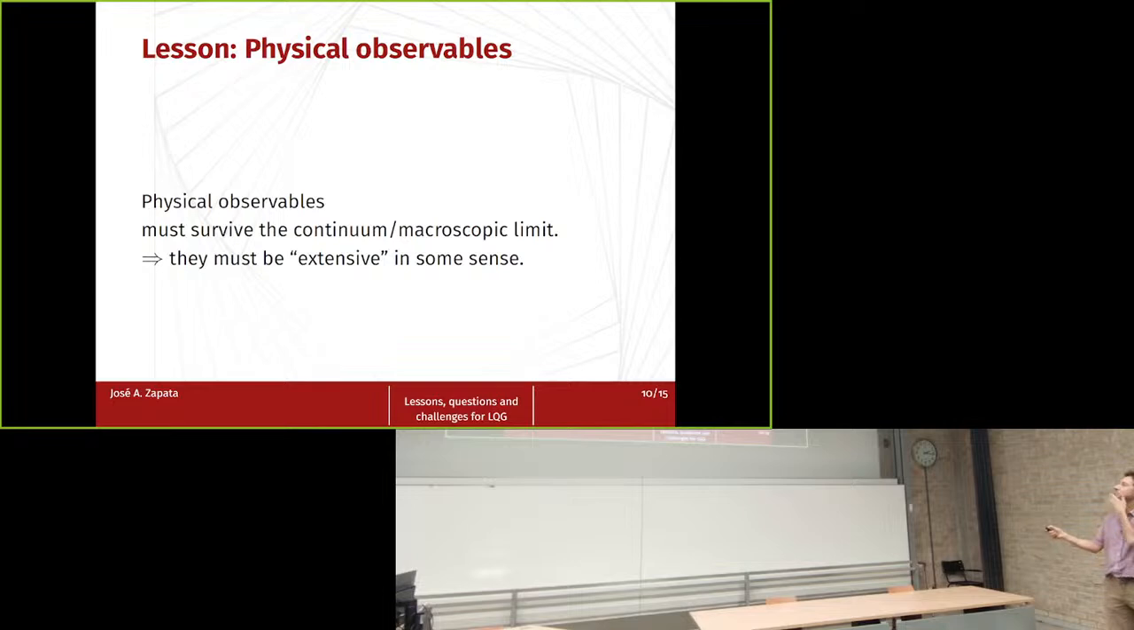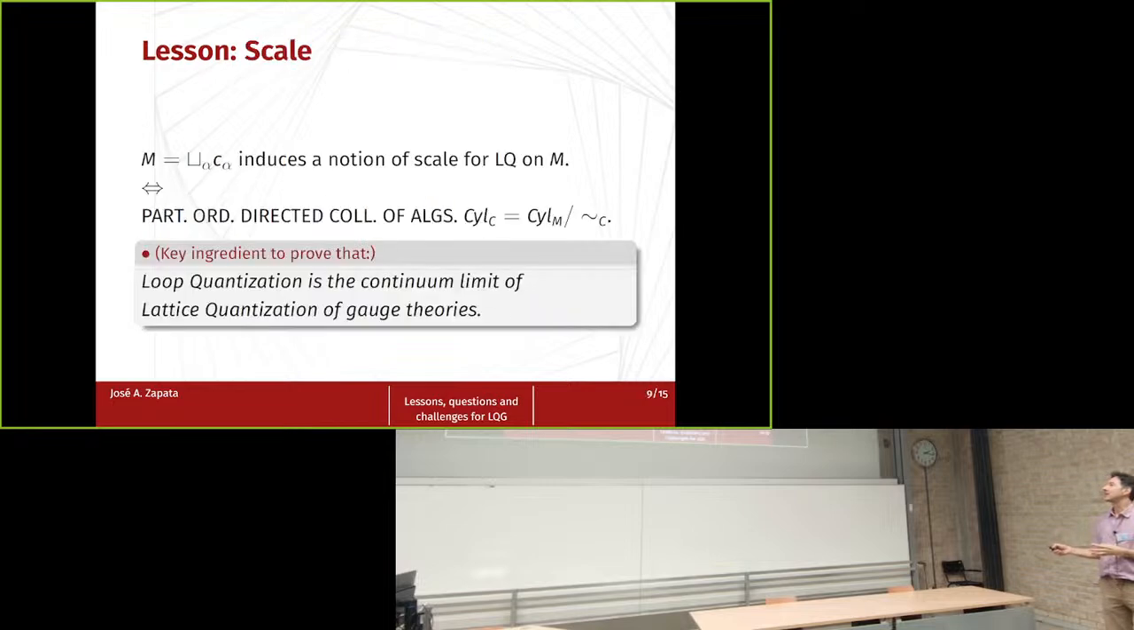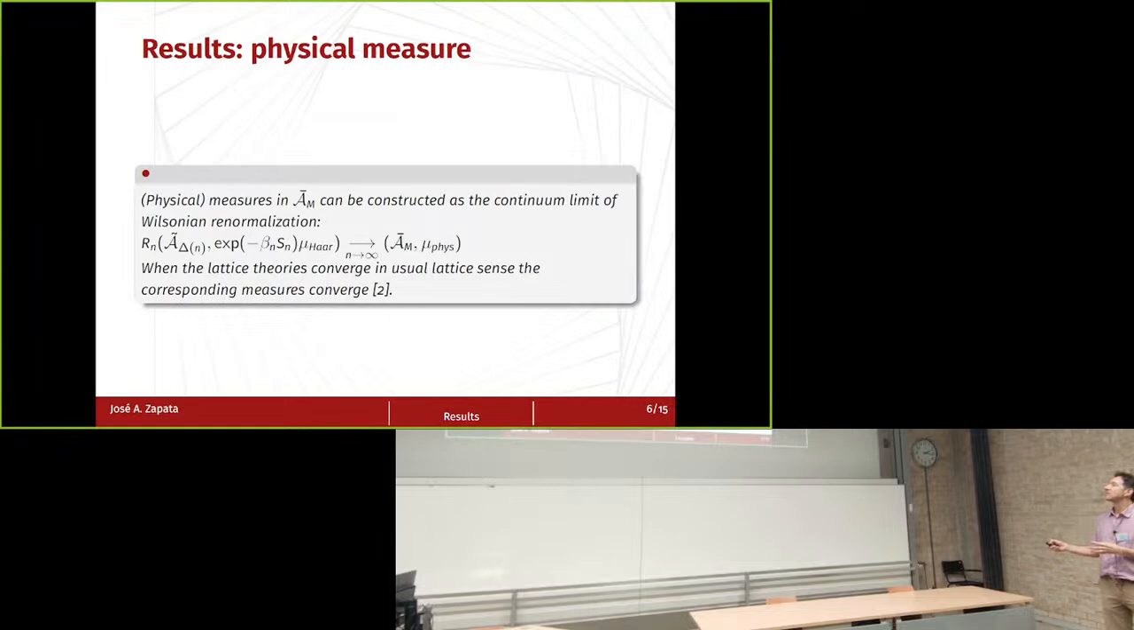Another lesson is about physical observables. So imagine that you run this setting and you get finally a theory, and you want to add something to the theory, something that you really want to measure. And then these observables need to be such that the limit that I write converges. And the limit that I write was exactly, I didn't even write it, but I said that it was the same thing as I would do in the lattice.